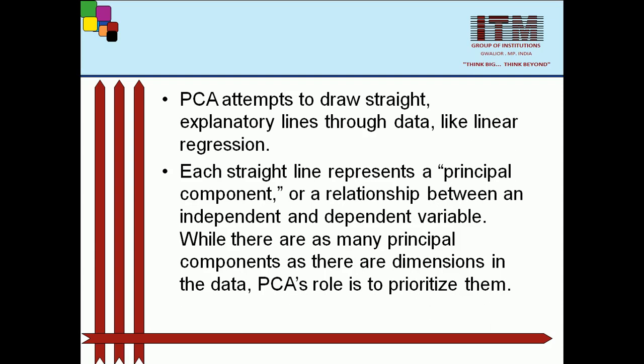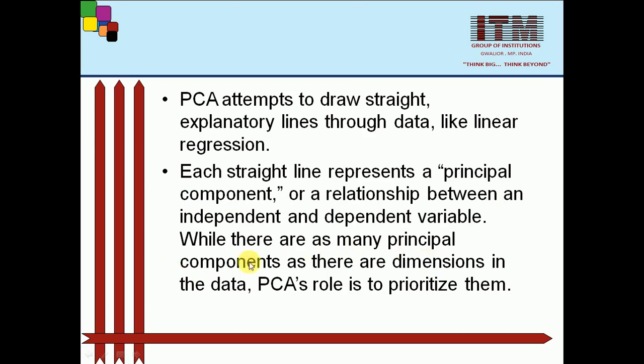So we can say that PCA generally attempts to draw straight explanatory lines through the data, like linear regression. It generally prefers to bring out the data in a linear regression manner. Each straight line here represents a principal component, or a relationship between an independent and a dependent variable.